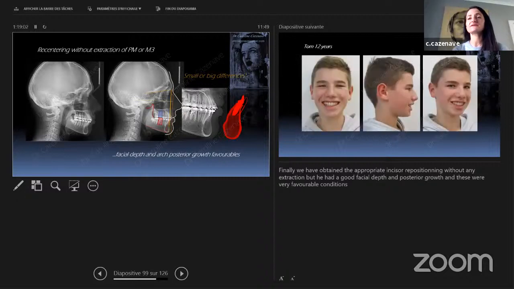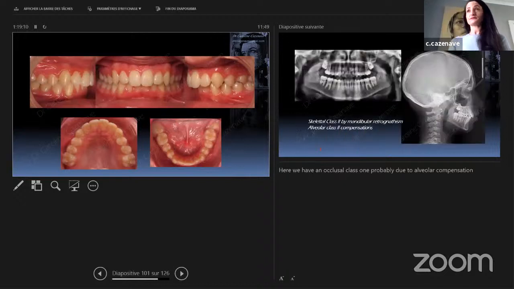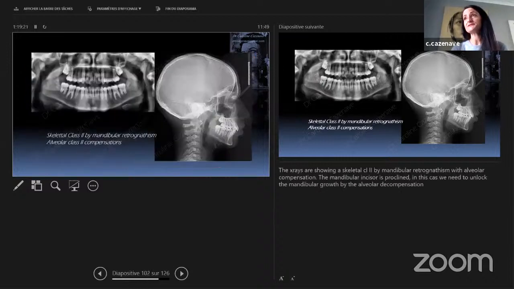So I think it's a big difference. Let's look at another case with Tom. Tom has an occlusal class 1 relationship, probably due to alveolar compensation. And the X-rays are showing a skeletal class 2 by mandibular retrognathism with alveolar compensations. The mandibular incisor is proclined. In this case, we need to unlock the mandibular growth by the alveolar decompensation.